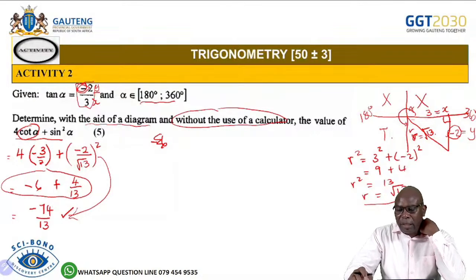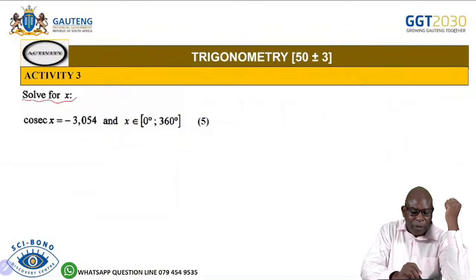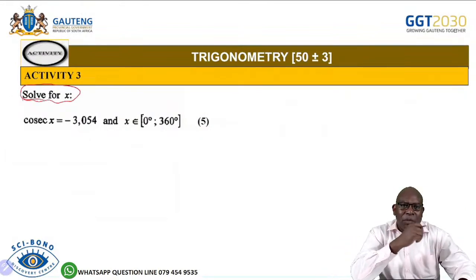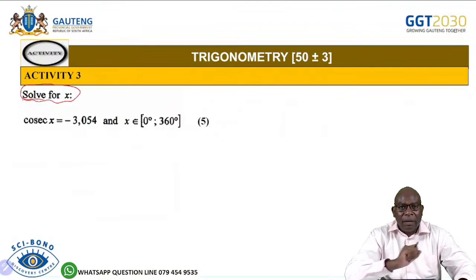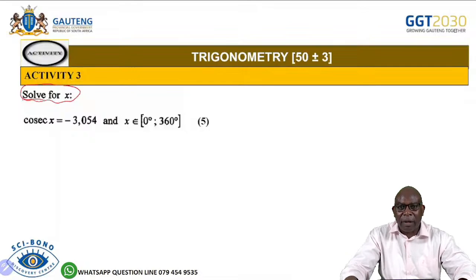Activity 3 deals with the cosec of x. So now what are we doing? We are solving. That question also comes every year. All these questions that I'm doing here come every year. So I'm going to take a 2 minute break so that you look at this question and try to do it, and then we'll come back after 2 minutes.